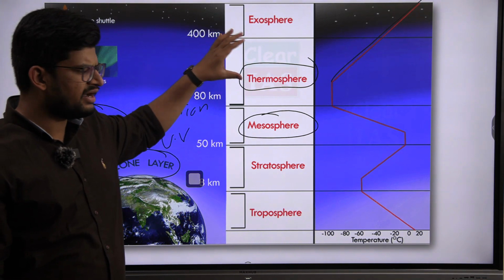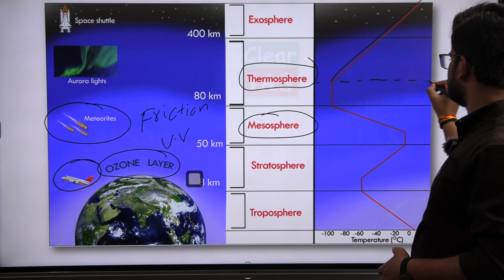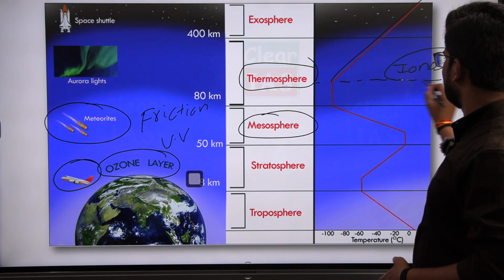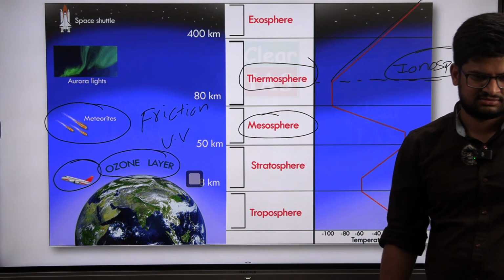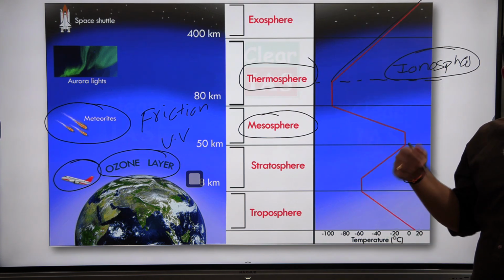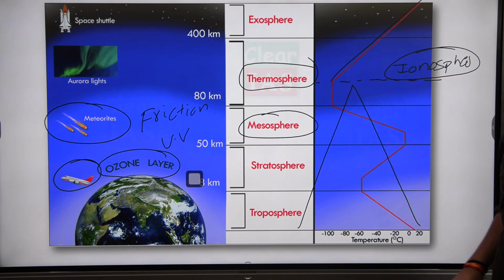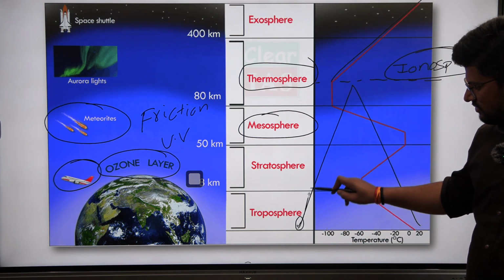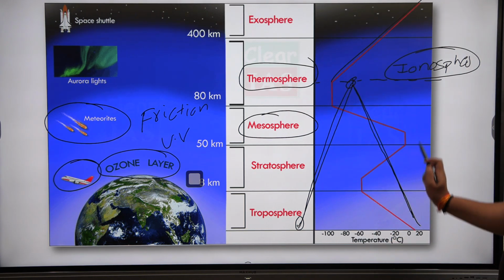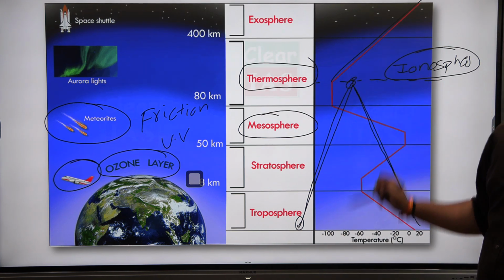Okay, and in the lower thermosphere, there is a strong layer called the ionosphere. What is it? Ionosphere. It is an electrically charged layer of ions, so that's why it is called ionosphere. The ionosphere helps us in radio wave transmission. When radio waves are sent, they go up and get reflected back. So they help in radio wave transmission. Which layer? Thermosphere. Why? Because of the presence of the ionosphere.